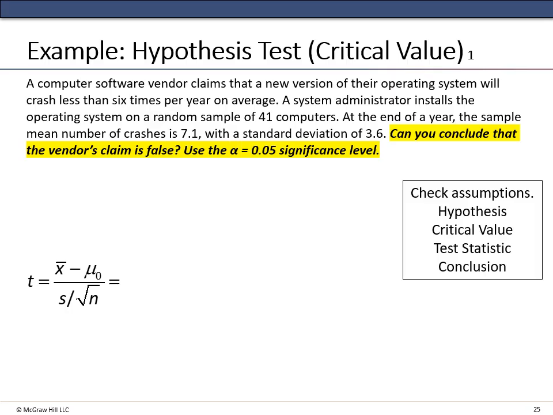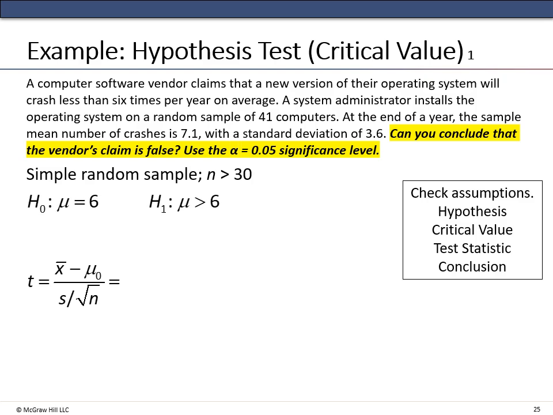So we need to check our assumptions. We have a random sample of 41, so we have a simple random sample, and n is greater than 30. The vendor claims that it will crash less than 6 times per year. So our null hypothesis is that the average crashes are 6 per year, and our alternative hypothesis is that the claim is false, so it'll crash more than 6 times per year.